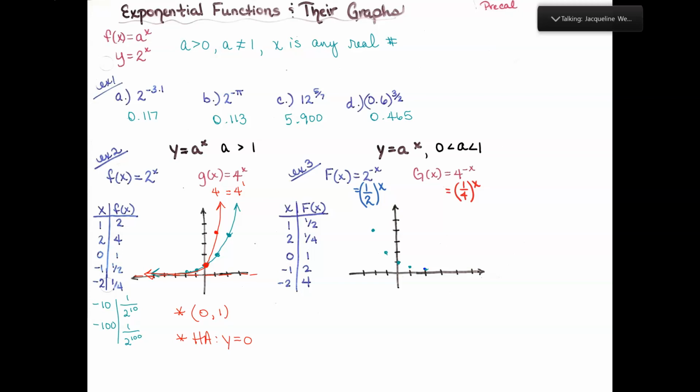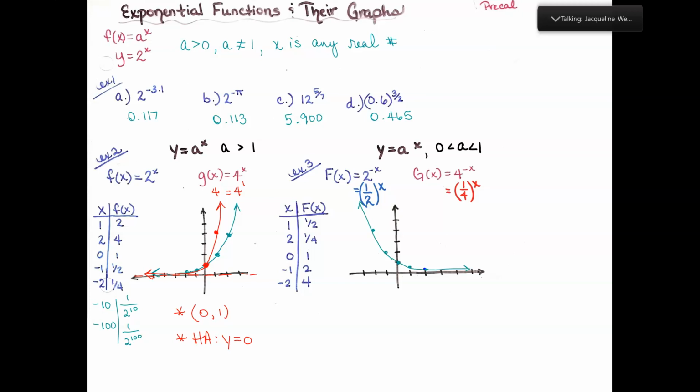1/4. If I plug in 0, 1/2 to the 0? 1. So there's that landmark again, right? If we plug in -1, you have 1/2 to the -1, or 2 to the -1. That'd be 2 to the +1. That'd be 2. And then if we plug in -2, 1/2 to the -2 just means 2 to the +2 in the numerator, right? Or 4.